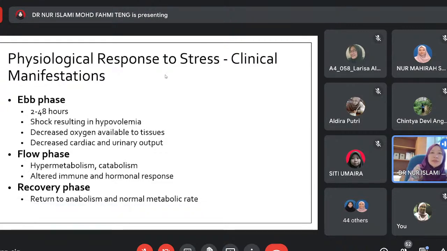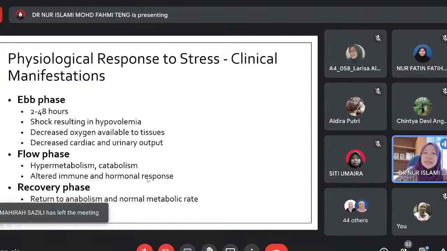Okay, this is the physiological response to stress, the clinical manifestation. The stress response has been described as a progression through three phases: the ebb phase, the flow phase, and finally the recovery phase. During the ebb phase, it is characterized by the restoration of normal tissue perfusion and efforts to protect homeostasis. This happens roughly 2 to 48 hours after the stress, after the surgery or trauma.